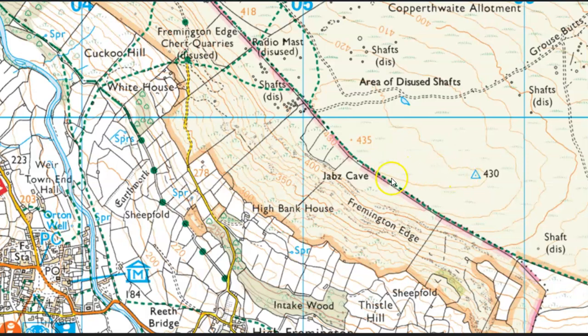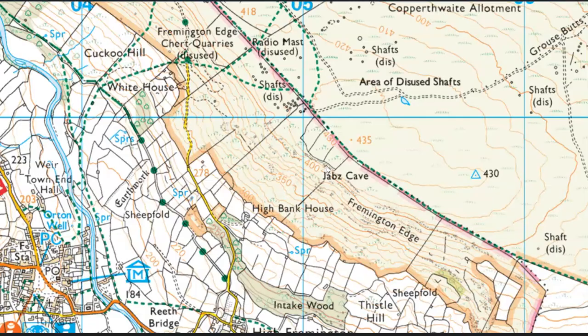The reason I didn't go straight to it is I couldn't get over this. This is a big sort of 5 foot high boundary wall, dry stone wall, so I went along here where I could get over it. These were tumble down walls, so I could cross straight over, and went and had a look at Jab's cave. So that was the second red point.